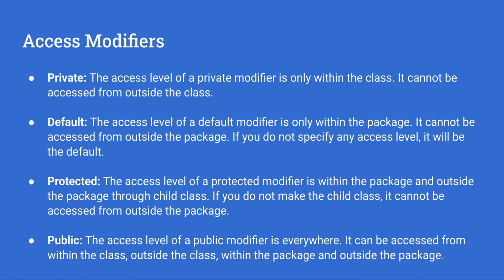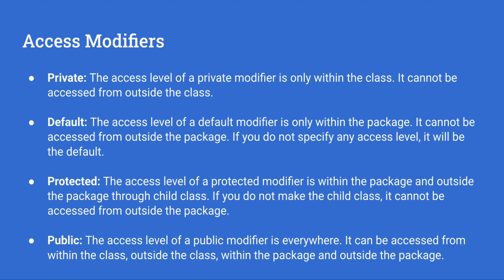So the access modifiers. We have four types of access modifier: private, default, protected and public. So the access level of the private modifier is only within the class. It cannot be accessed from outside the class. Default. The access level of the default modifier is only within the package. It cannot be accessed from outside the package. If you do not specify any access level, it will be the default.